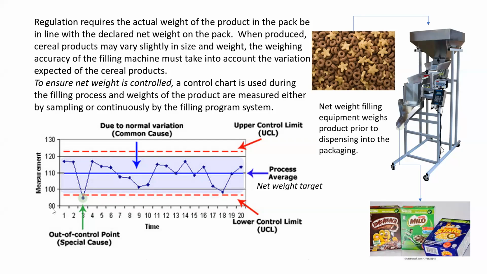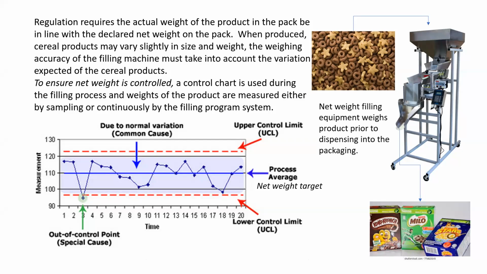So, number 3 here. If you look at that, you will see that it is an outlier. It falls out of the control limit. What do you think this is? What do you think this means? Something is out of the norm. There might have been something wrong.